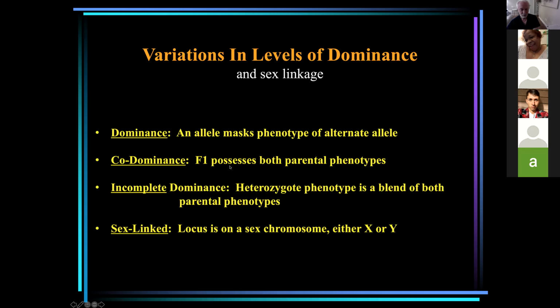Codominance is when both parental phenotypes end up in the F1. Incomplete dominance is when you actually get a blend of both parental phenotypes. So this can be confusing, but you can figure it out. And then there is sex-linked inheritance, and we'll talk a little bit about that next time. But that's all I have for now.